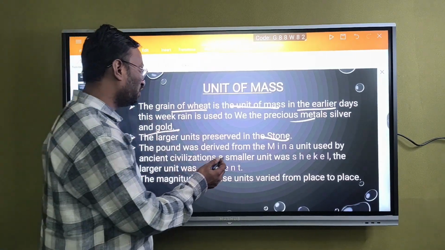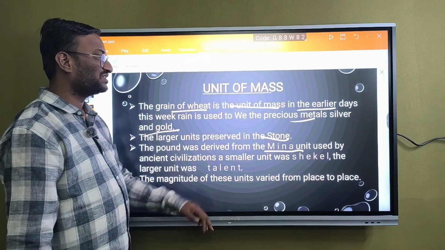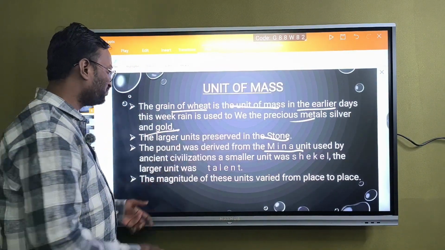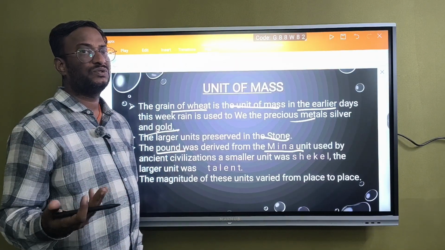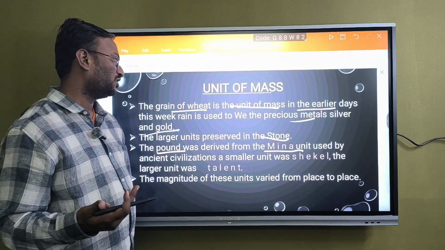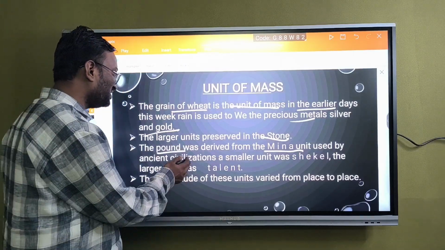The pound was derived from the mina unit. Mina was the unit. From that mina unit came the pound. In order to measure mass or weight, they used mina. Mina was used by ancient civilizations.